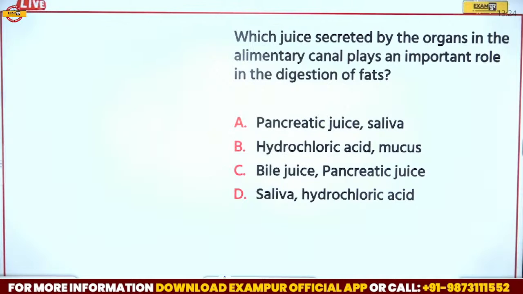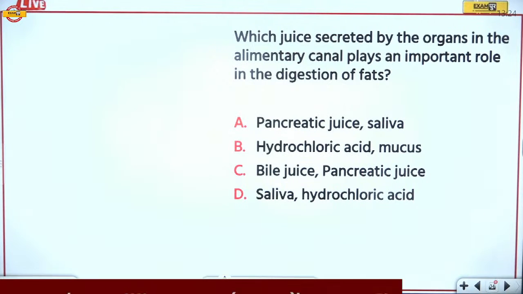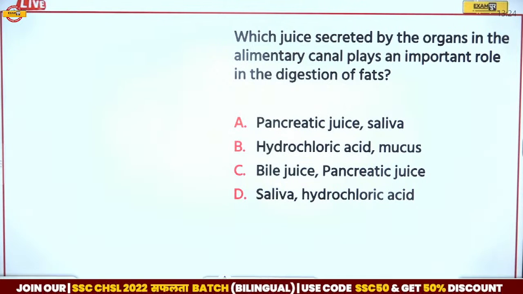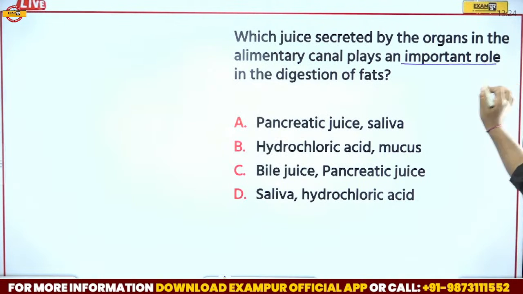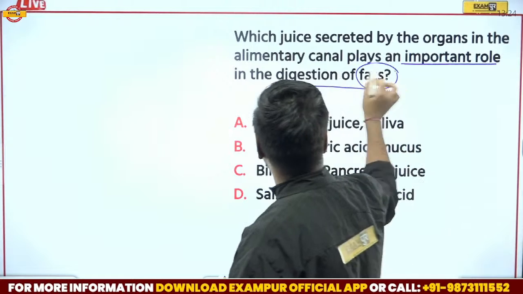Next question is, which juice secreted by the organ in the alimentary canal plays an important role in the digestion of fats? What do you think? What is the correct answer?